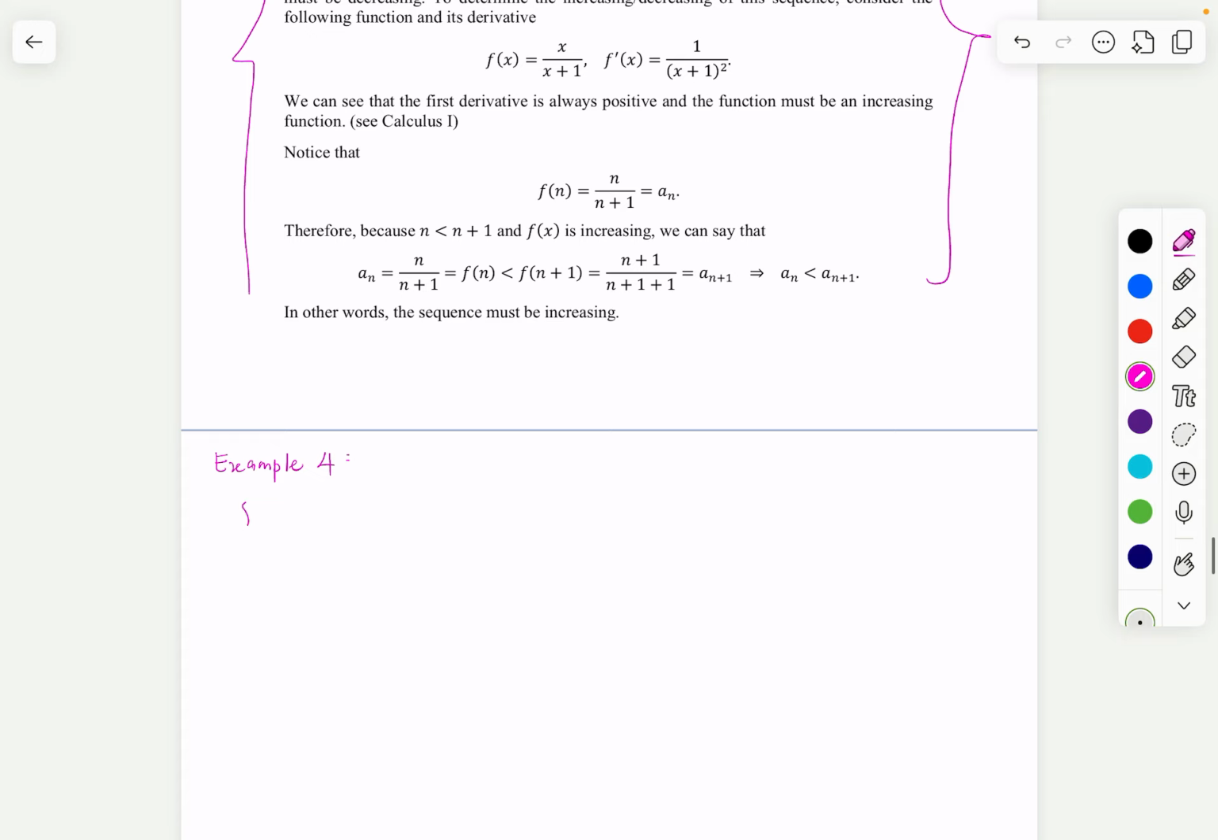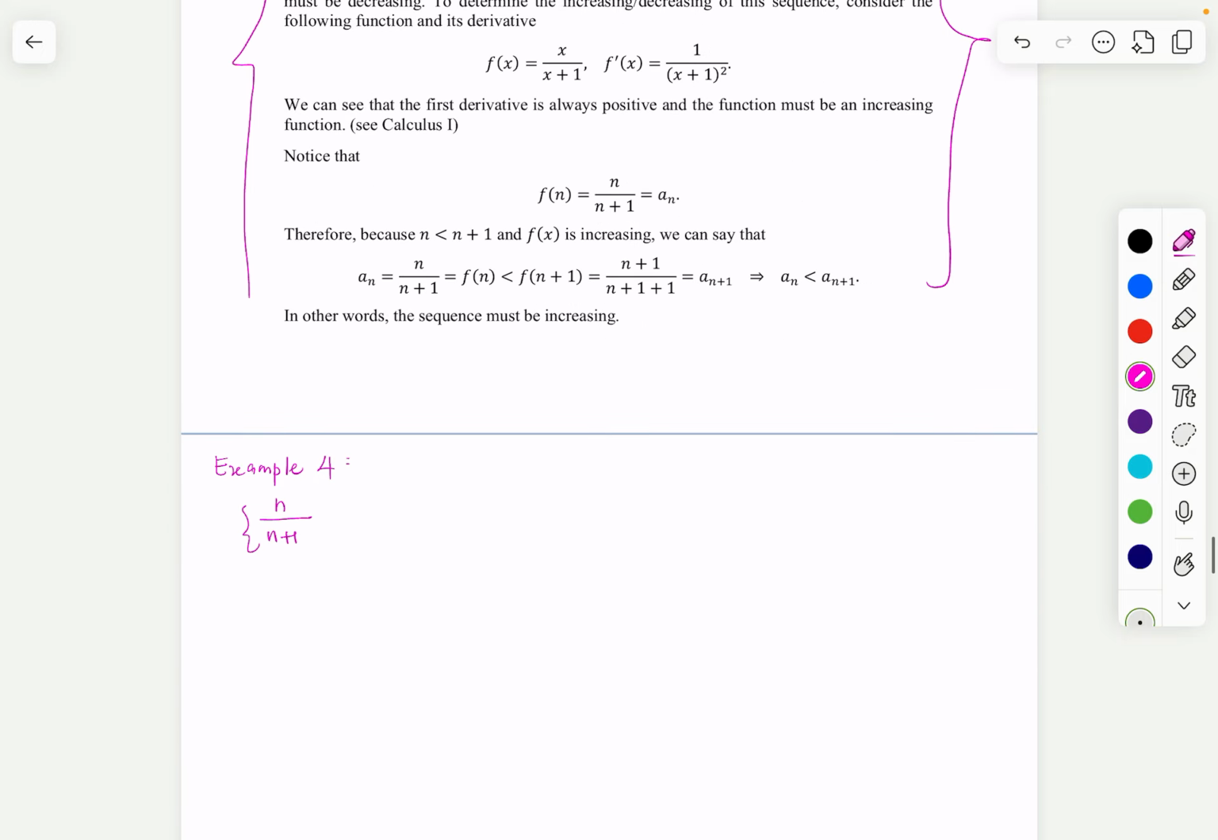So example 4, we have the sequence n over n plus 1, starting from 1 to infinity. So you want to check again the monotonicity. We apply the same method as previously. The first step, you might want to expand the sequence for a few terms. So when n equals 1, the first term is 1 over 2. When n equals 2, we get 2 over 3. When n equals 3, we get 3 over 4, and so on.